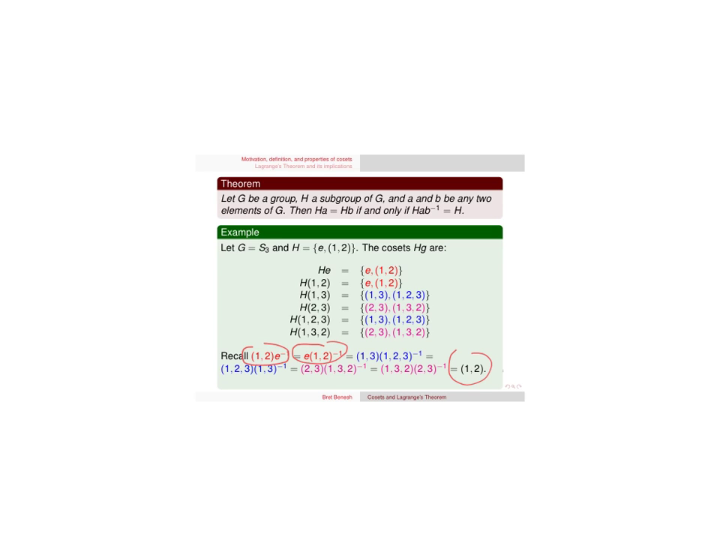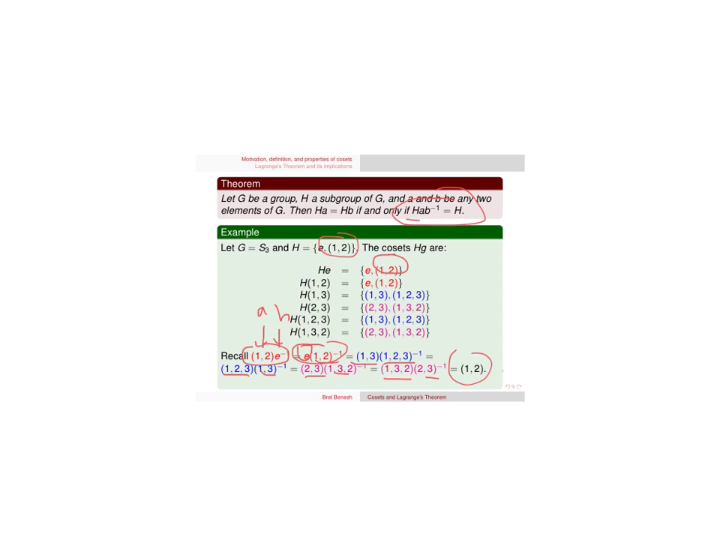So I'm picking out my A's and my B's. Here my A is equal to (1 2), and my B is equal to E. And vice versa: here my A is equal to E, my B is equal to (1 2). My A could be that, my B could be that, and in all these cases I get (1 2). And (1 2) is in the original subgroup, right there.